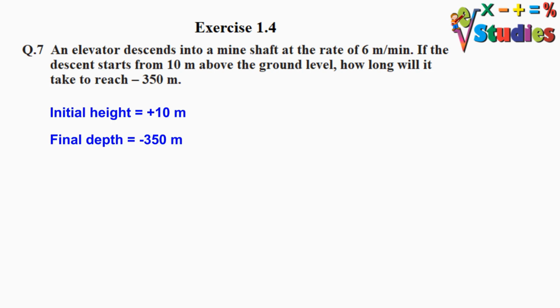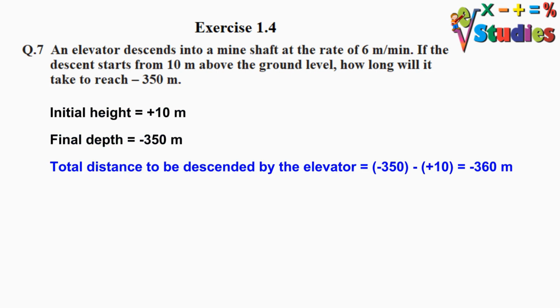We have been given the initial height as positive 10 meters and the final depth as negative 350 meters. So it means the elevator has to start at 10 meters above the ground and go down to 350 meters below the ground. So we need to find the total distance to be covered by the elevator. If we add 10 plus 350, it will give us negative 360 meters. That much distance the elevator has to descend.